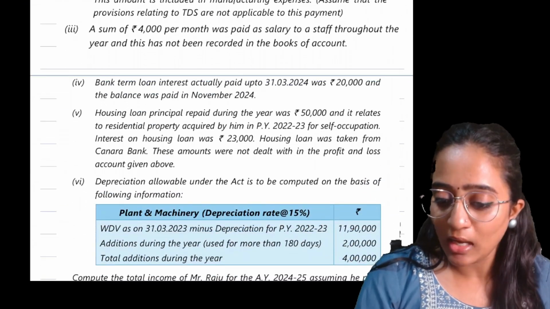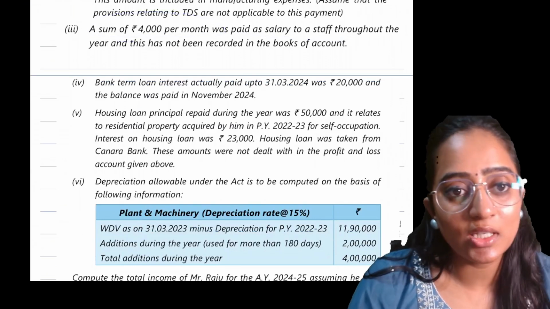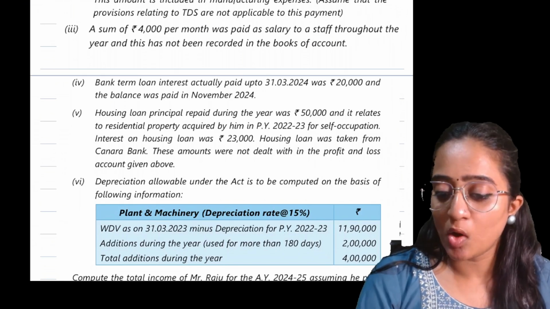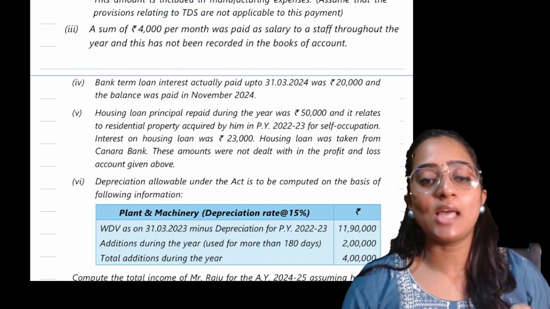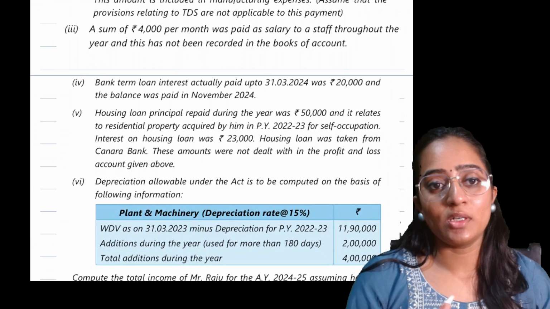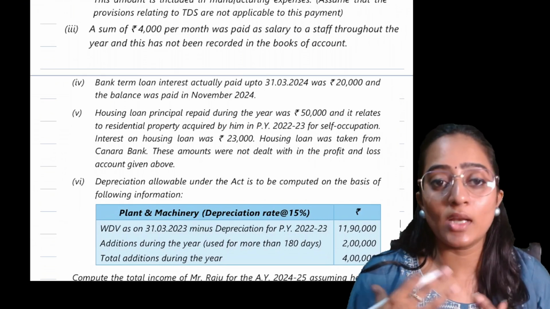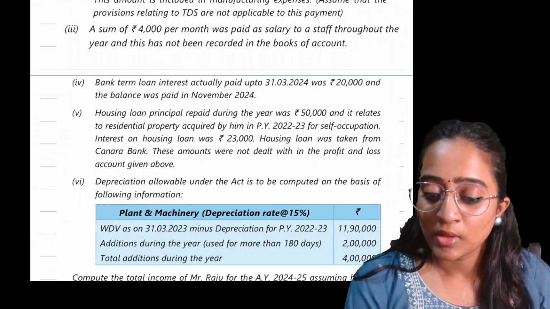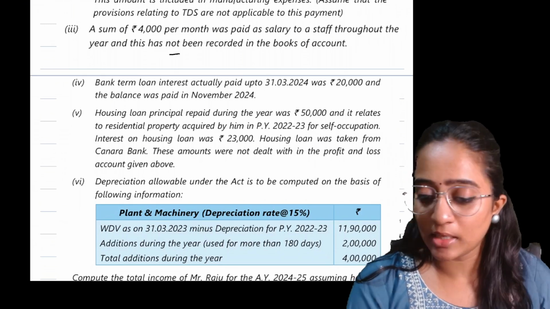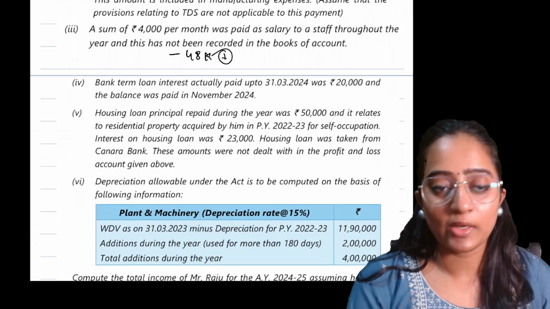Next. A sum of 4,000 rupees per month was paid as salary to a staff throughout the year, and this has not been recorded in the books of accounts. This salary paid but not recorded can be treated in two ways. One, it was omitted to be recorded, that is, forgotten. If it is allowed, you subtract 4,000 multiplied by 12 months, that is 48,000, in PGBP. This is the one effect.